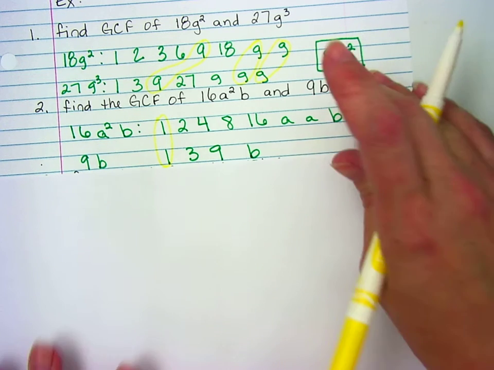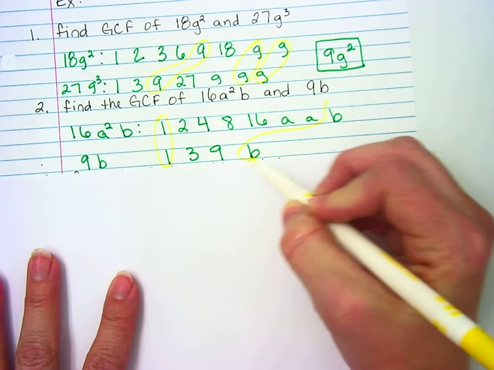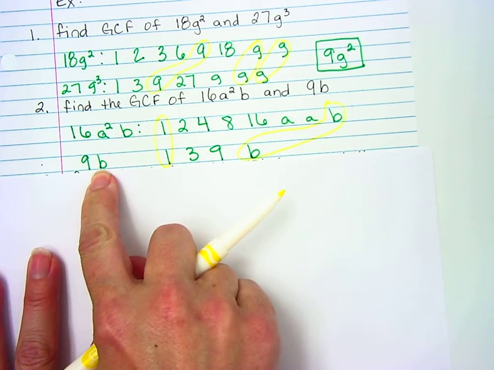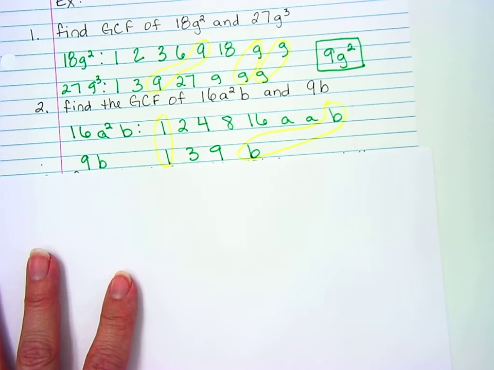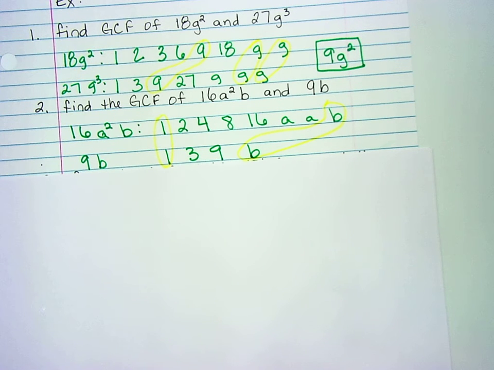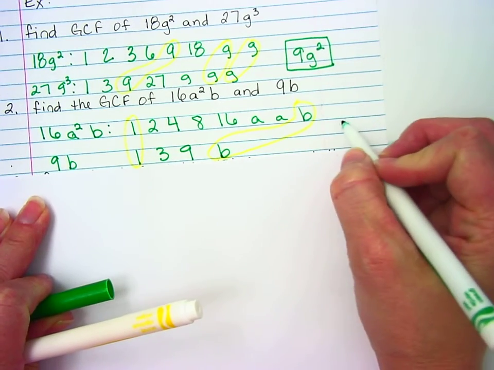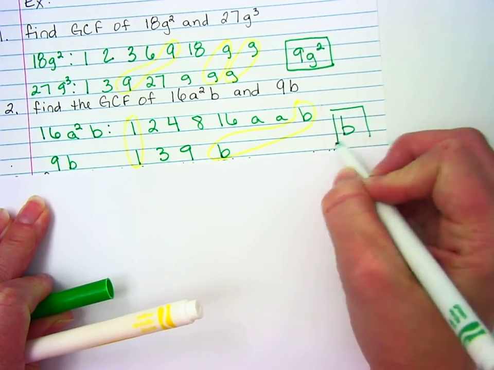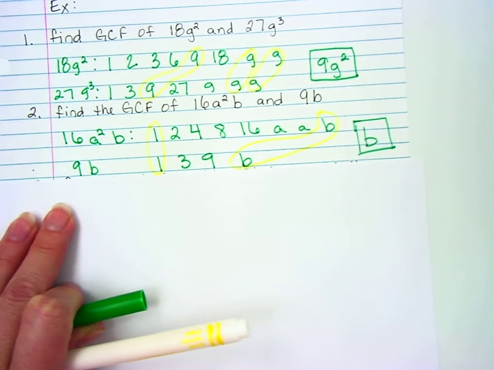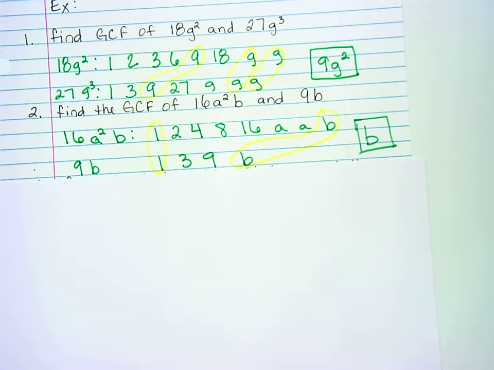And then I have in common the b. I don't have any a's over here, so I can't circle any a's. So what do they have in common? They only have a b in common. You can put 1b, but just like having an x, 1x is still the same answer. So b is your greatest common factor between 16a squared b and 9b.